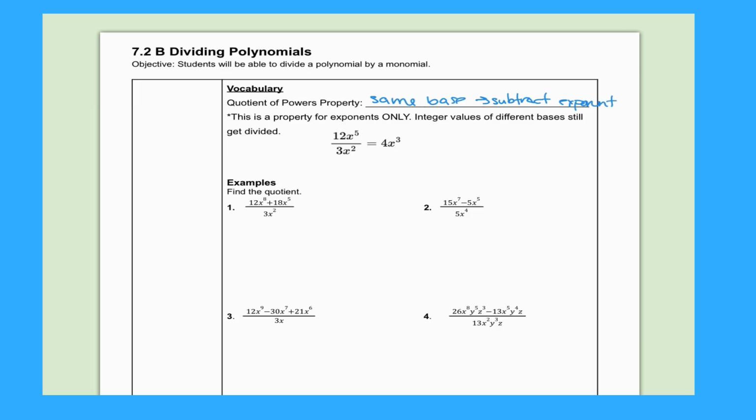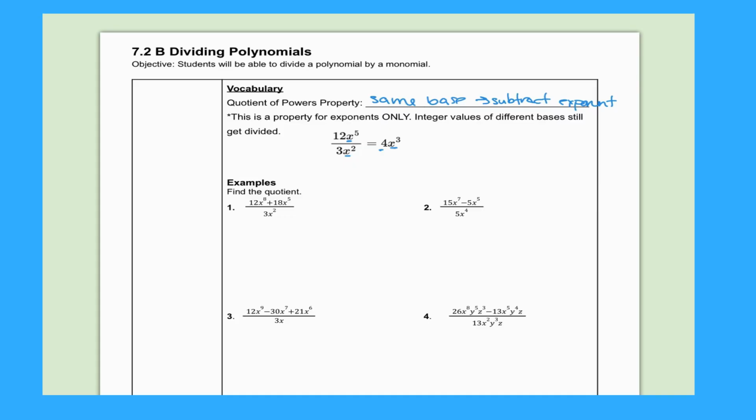If they don't have the same base, we can't subtract the exponents, but if they're regular numbers, we can just divide like normal. So here's an example. That 12 and the 3, those are not the same bases. One base is 12, one base is 3. So we can't subtract the exponents. So we just divide like normal. 12 divided by 3 is 4. But with the x's, those are the same base. A base of x, a base of x, we're dividing, so we can subtract the exponents. 5 minus 2, and that's where the 3 comes from. So that's the process we're going to use to help us divide these polynomials.